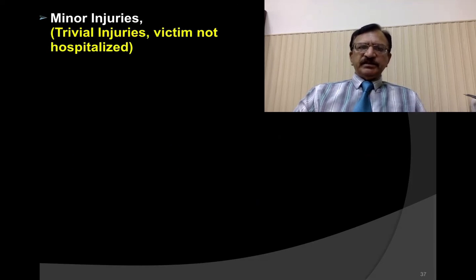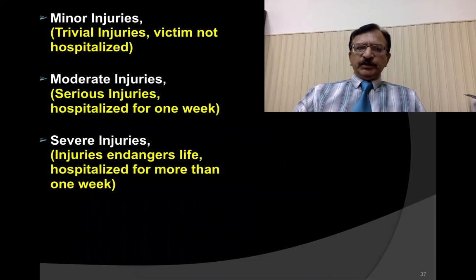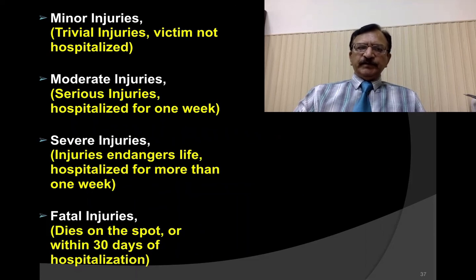Then the extent of damage to the injured. Minor injuries, trivial injuries, victim are not hospitalized. Moderate injuries, the injuries are serious and the persons are hospitalized for 1 week. In severe injuries, when the stay in the hospital is more than 1 week. And in the fatal injuries, either the person dies on the spot or within 30 days of hospitalization.